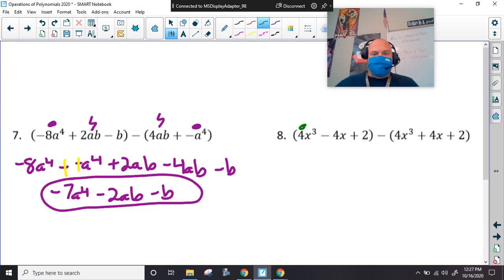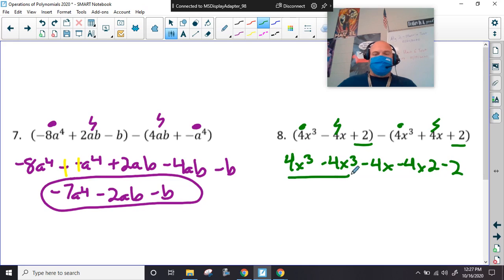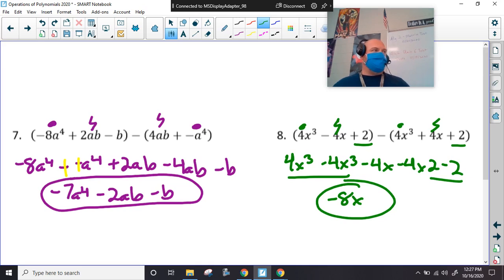This one I can do the same way. So 4x to the 3rd minus 4x to the 3rd, minus 4x minus 4x, and 2 minus 2. Well, these cancel. That's awesome. I have -8x, and these cancel. So all that just ends up like that.